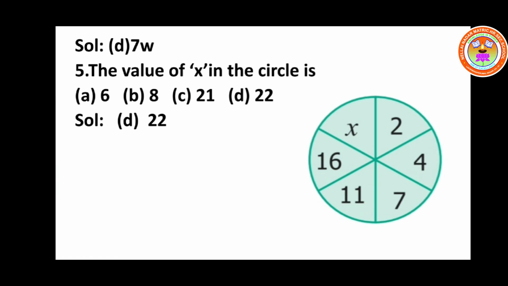Okay. Now fifth one, the value of x in the circle is option A 6, option B 8, option C 21, and option D 22. Children, observe this diagram. It is given 2, 4, 7, 11, 6 and the x value we want to find. Just you observe children, with the 2 they added 2, so the answer is 4. With the 4 they added 3, the number is increased, okay, they are getting 7. With 7 they added 4, so you are getting 11. With 11 they are adding 5, so 16. So 16 plus what is your next value? 6. Very good children. So what's the answer now? Option D, 22 is your answer.